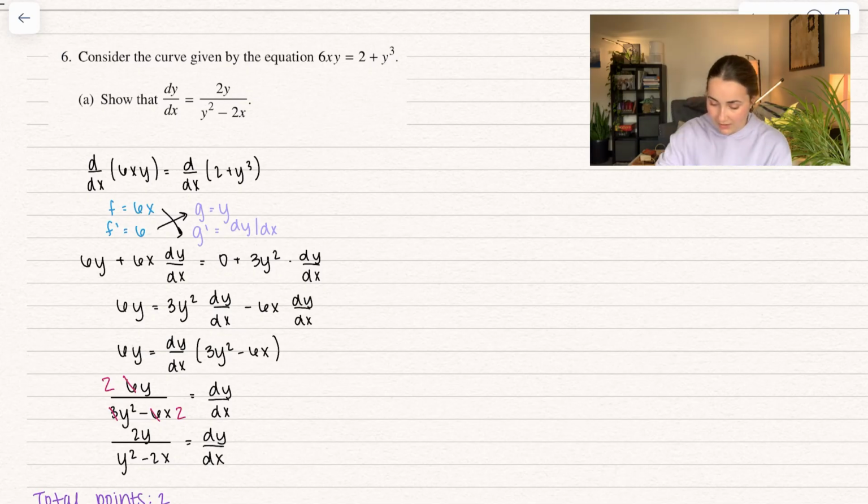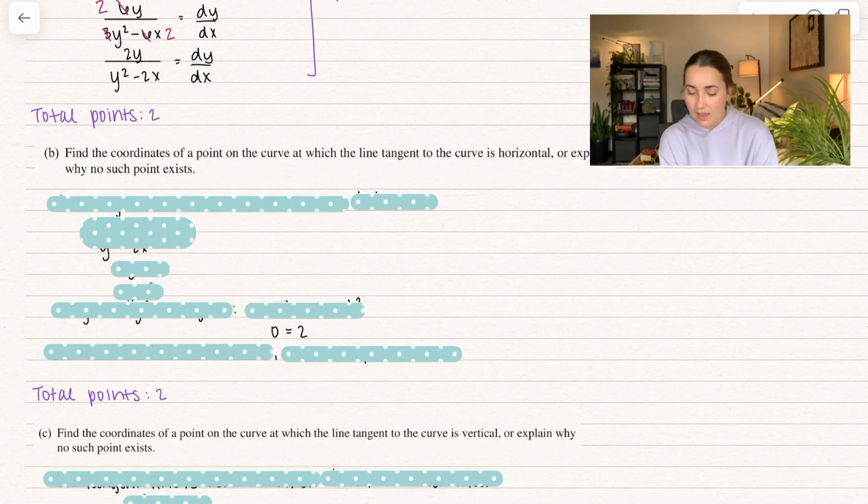So we get 2 points here. The first one is taking the derivative correctly, and the second one is simplifying it down and actually showing what it equals. Okay, part B.